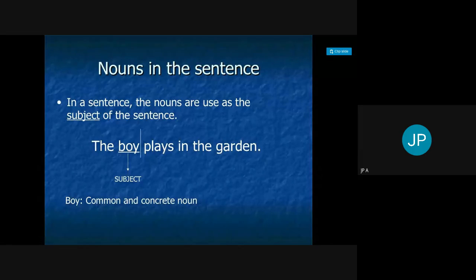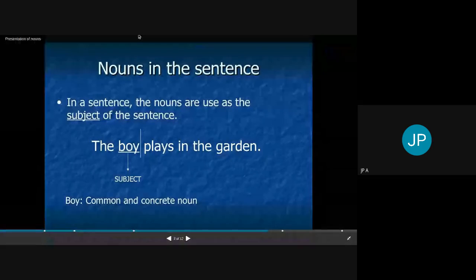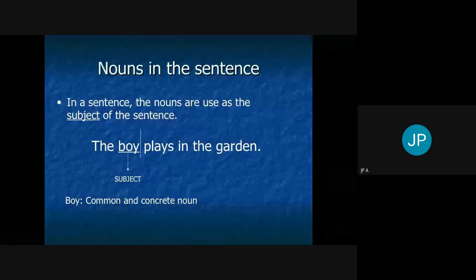Basically, they appear either in the beginning or in the end. In the beginning, they usually appear as the subject of the sentence, or if it is in the end, they usually appear as the object of the sentence. So nouns can function as subject or object. They can appear as subject, and they can appear as object. So these are the basic places where you can find nouns.